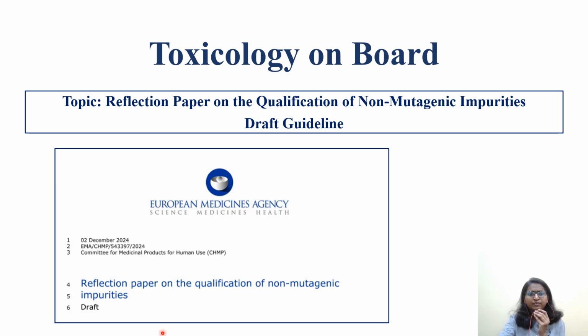In this video, instead of discussing any DABT question, we'll be discussing a particular topic. This topic is very recent. A draft guideline is proposed by EMA. Okay, let's see what is the title of this guideline. Reflection paper on qualification of non-mutagenic impurities draft guideline. This is given by the European Medicines Agency. This was proposed on 02 December 2024.